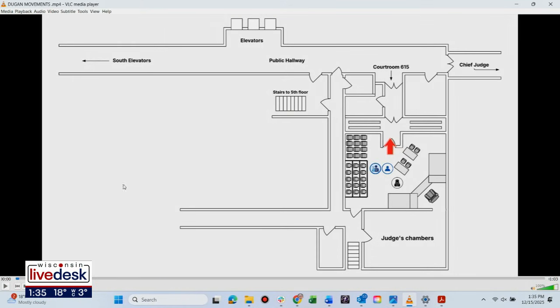So this is Judge Hannah Dugan's, I think this is my computer. You can see that's the jury box. This is Hannah Dugan's courtroom, courtroom 615. We've seen Jason standing outside of that courtroom. There's the chief judge's office. Upper right of your screen is that hallway to the chief judge's office that Jason was showing us. Correct.